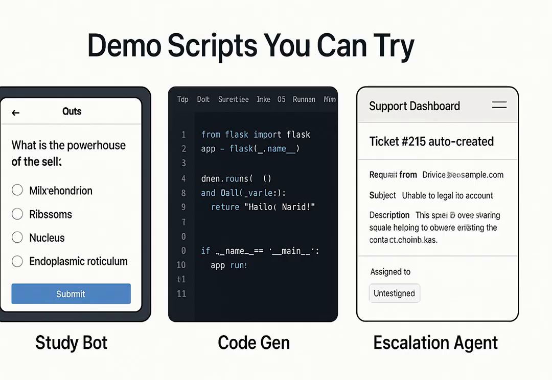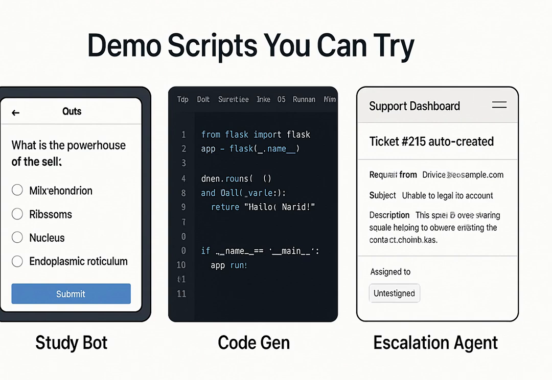Demo 2. Code Generation. User: create a Flask endpoint that accepts an image, resizes it, and uploads to S3 with metadata. LLM provides full code, comments, dependencies, and a test example.